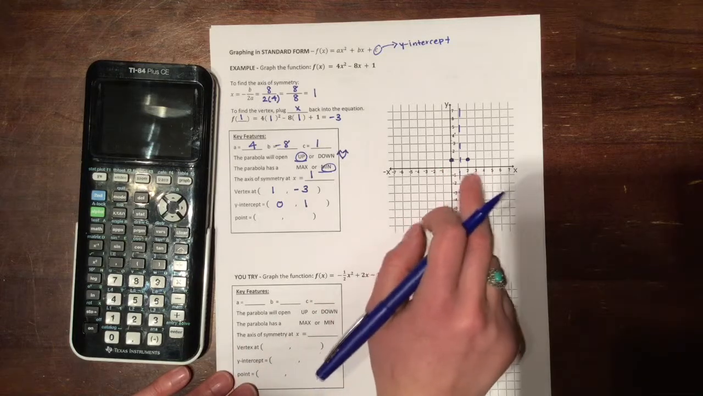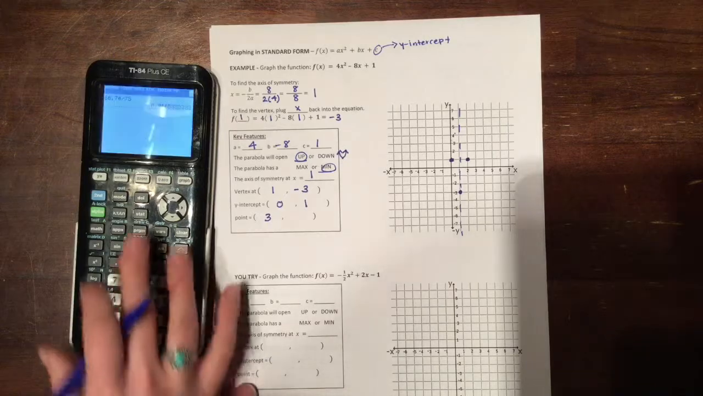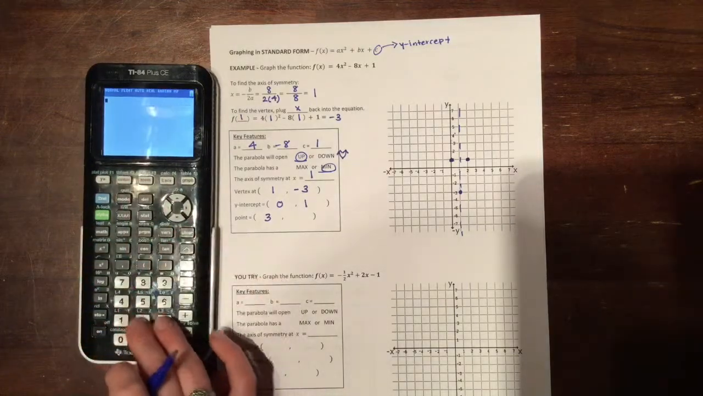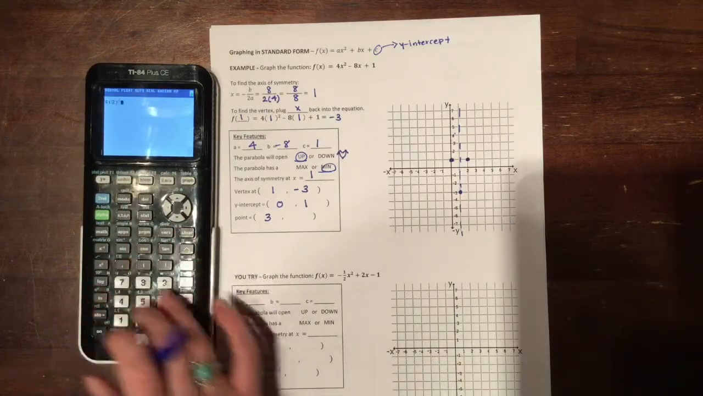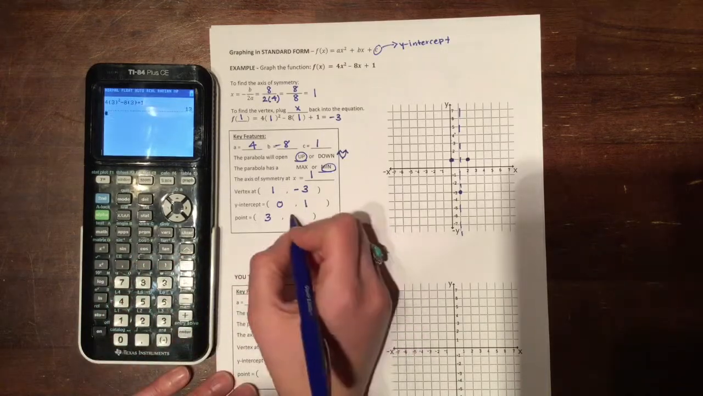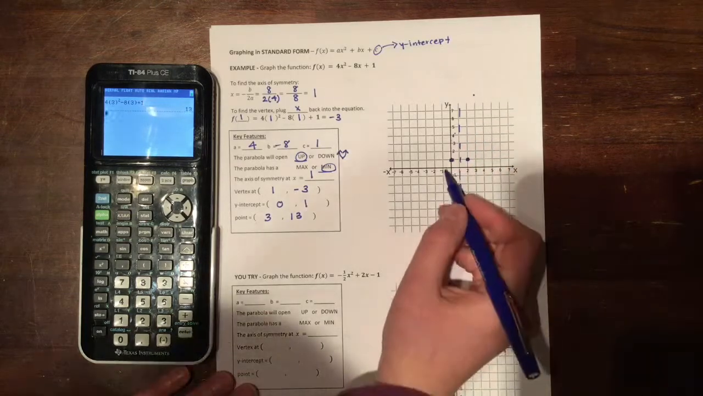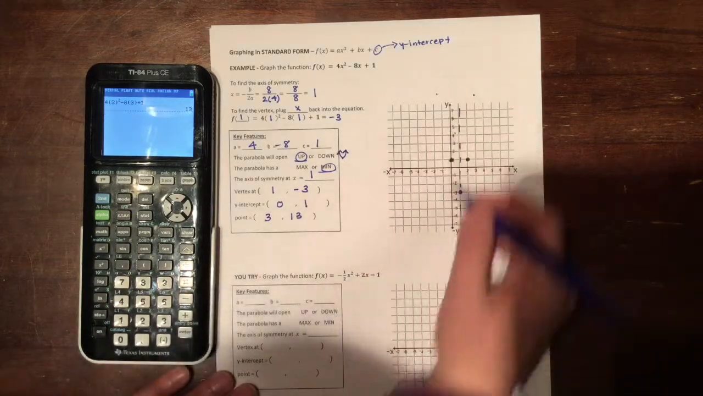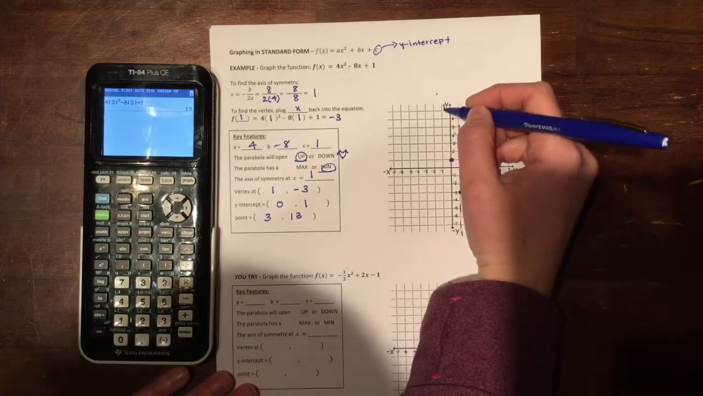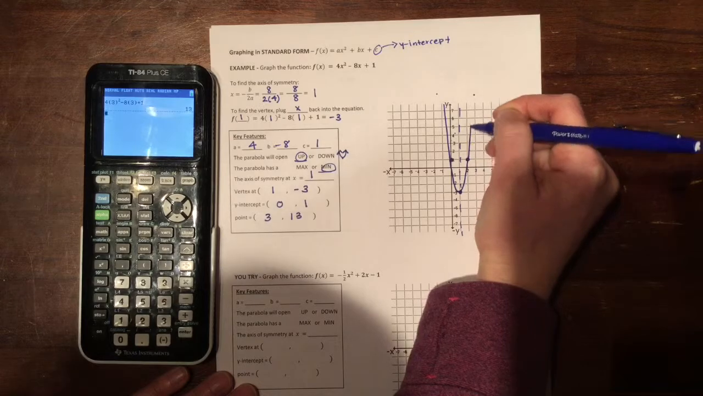You may want to pick just one other point close by, so maybe like 3. If I plug 3 into my equation, then I'm going to have 4 times 3 squared minus 8 times 3 plus 1, and I get 13. Notice that even is off the graph, so we'll know that (-1, 13) is also off the graph, that this will be really steep on this side, and then it comes down and makes that U shape.